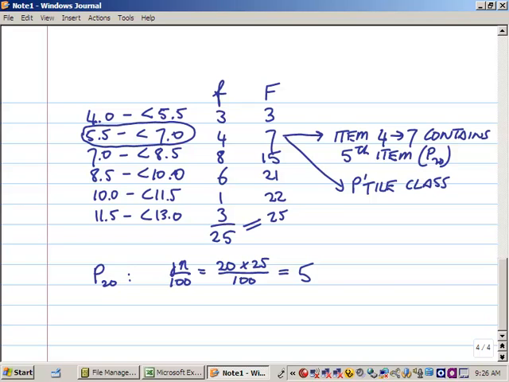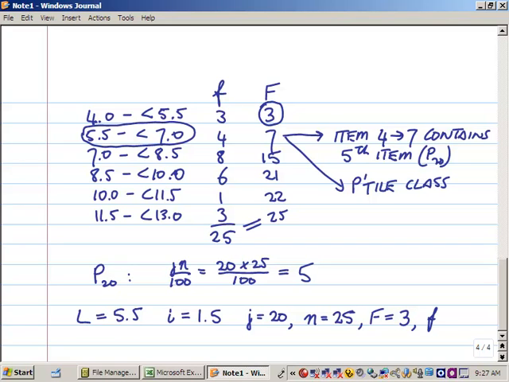Then we pull out the information that we need. We need the lower limit. Well, that's 5.5, since it's 5.5 through 7. I, the interval width, 5.5 through 7, is a width of 1.5. J, well, that's the 20th percentile. N, sample size, 25. Capital F, the cumulative frequency up to the percentile class, or the number of items below the percentile class. It's the 3 here. And then little f, the frequency of the percentile class, and that's 4.